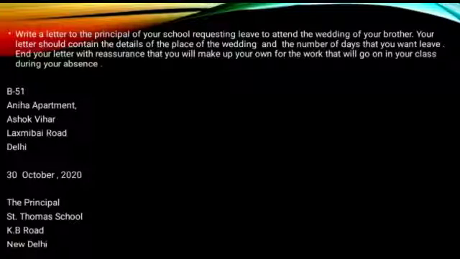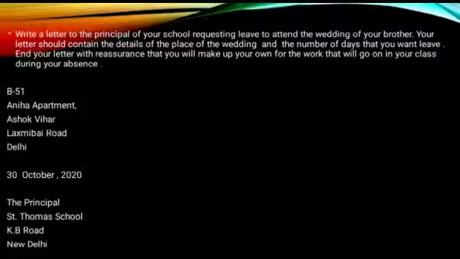Then leave one line and write the date on which you are writing the letter. This should be written as you see here. I have written 30 October 2020 because I wrote the letter on this date.